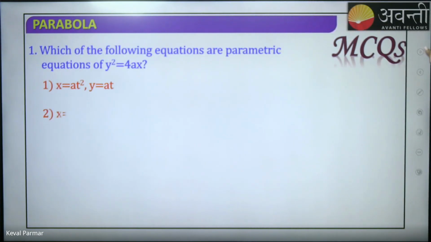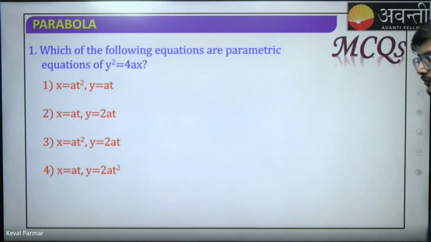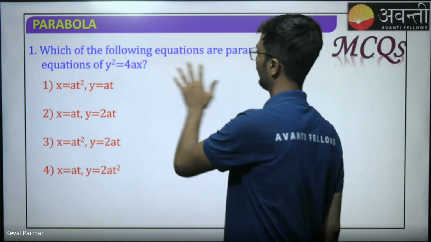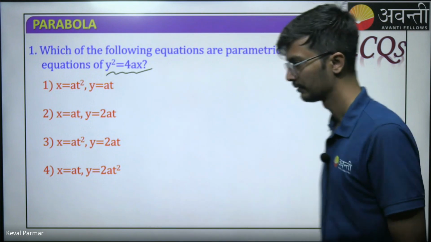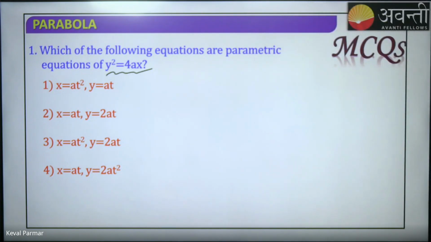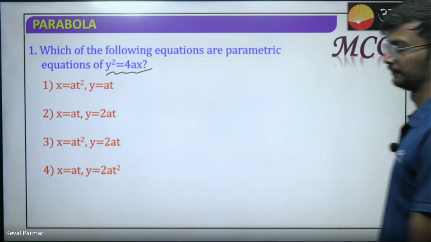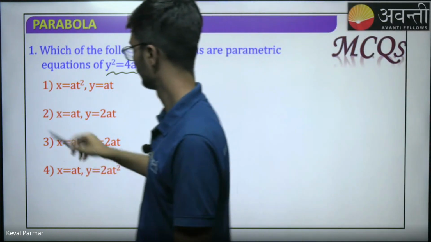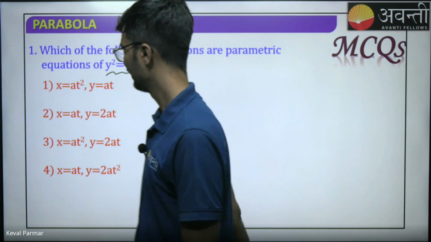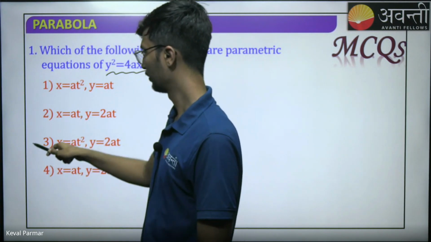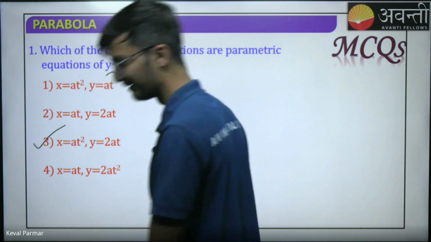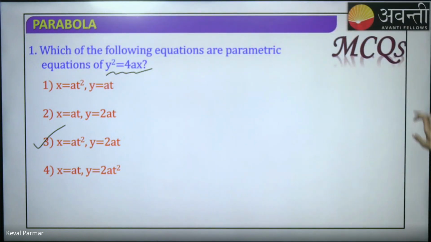Let's see the MCQ. Which of the following are the parametric equations of the parabola y square equal to 4ax? Come on, anyone? Option 3: x equals at square, y equals 2at. Yeah, I misread it. Superb. Option number 3.